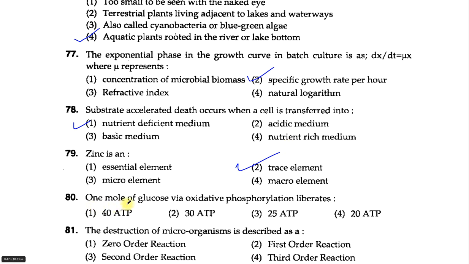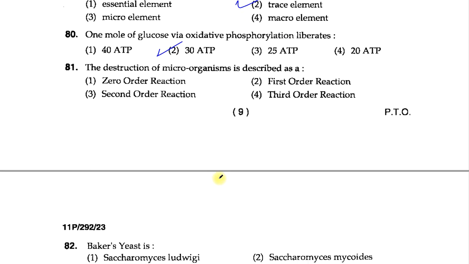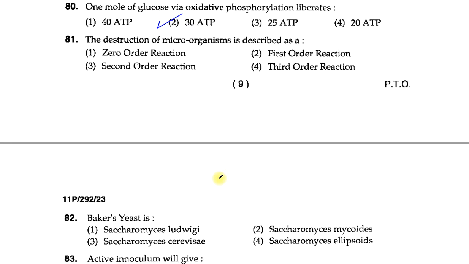Question number 80. 1 mole of glucose via oxidative phosphorylation liberates 1. 40 ATP, 2. 30 ATP, 3. 25 ATP, 4. 20 ATP. Option 2, 30 ATP, is correct. Question 81. The destruction of microorganisms is described as a 1. Zero order reaction, 2. First order reaction, 3. Second order reaction, 4. Third order reaction. Option 2, first order reaction, is the correct one.